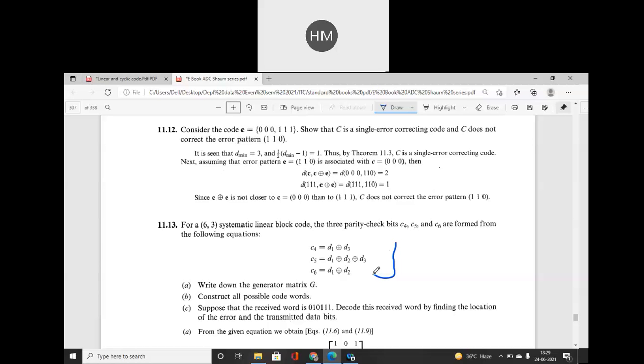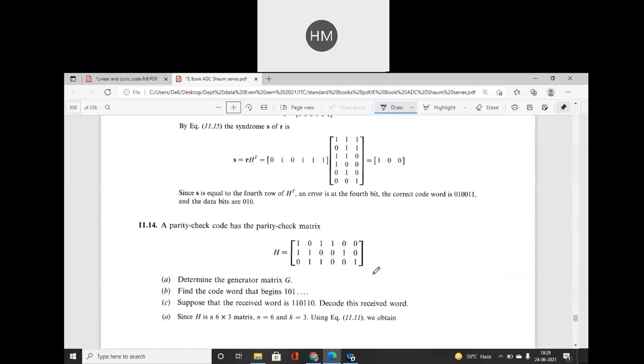Part C, suppose that the received word is 0101111. Decode this received word. Decode this received word by finding the location of the error and the transmitted data bits. Okay, this you have to do. This is your homework. Any doubts we can discuss in the next class.